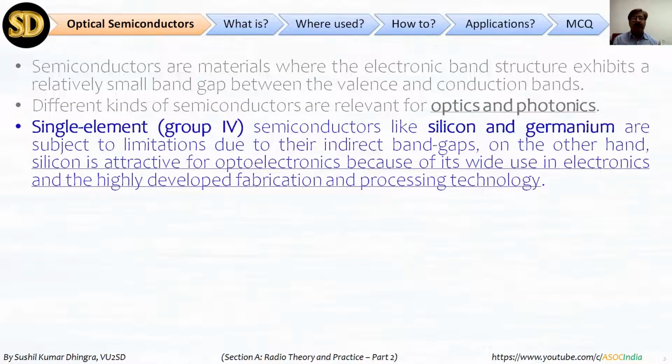Single element group 4 semiconductors, you have seen that table in semiconductor 1. They are semiconductors like silicon and germanium. They are subject to limitations due to their indirect band gap. On the other hand, silicon is attractive for opto-electronics because of its wide use in electronics, its highly developed fabrication and processing technology, and it is easily available on earth.